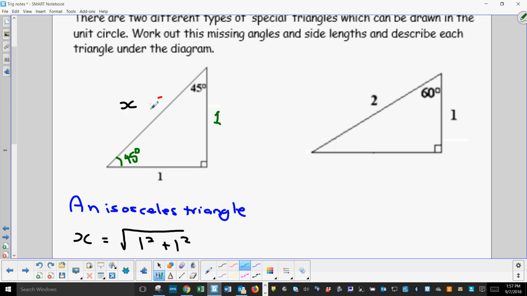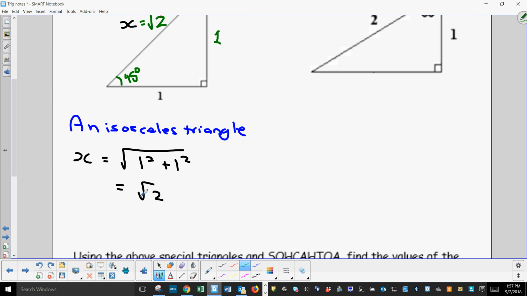Okay, so x equals root 2, which is what we worked out down here using Pythagoras. So it's the hypotenuse, root 2. And there's no units, so we just write root 2. You could write units if you want.